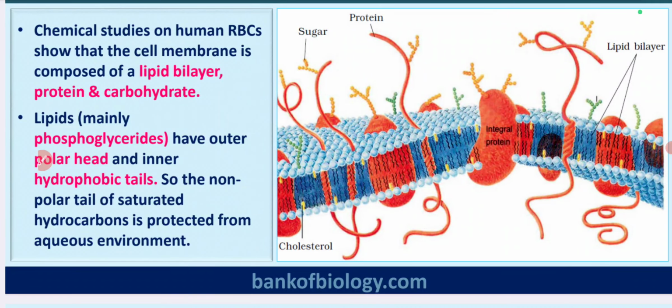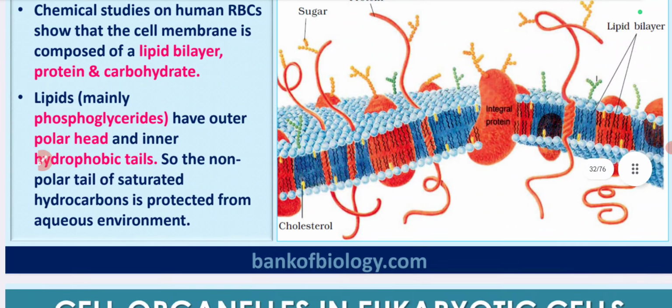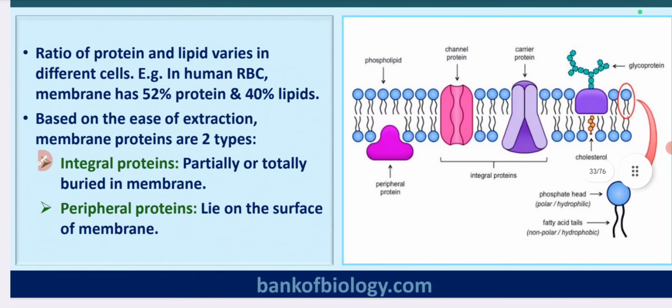Lipids, mainly phosphoglycerides, have an outer polar head and an inner hydrophobic tail. The lipid layer has the outer polar head, and the inner side is the hydrophobic tail. So the non-polar tail of saturated hydrocarbons is protected from the aqueous environment. The ratio of proteins and lipids varies in different cells. For example, in human RBC, the membrane has 52% protein and 40% lipid. So this ratio varies in different cells.